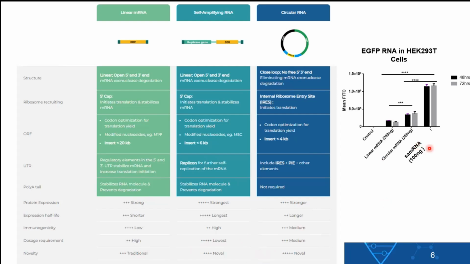Okay, from this picture, we can see that saRNA needs the least amount, but the expression is the highest. Next one is circular mRNA. The last one is linear mRNA.